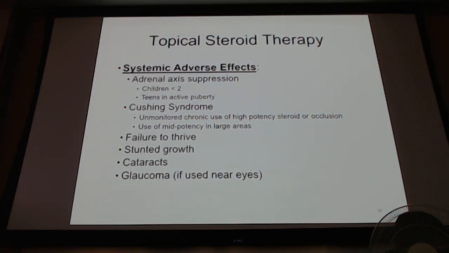We can also get some systemic adverse effects, right? So if we're doing topical steroid therapy, then we need to make sure that we're checking the thyroid, adrenal axis that we can see, right? If it's a child or a teen, they could get some type of that Cushing syndrome. Failure to thrive, stunted growth, cataracts, glaucoma.